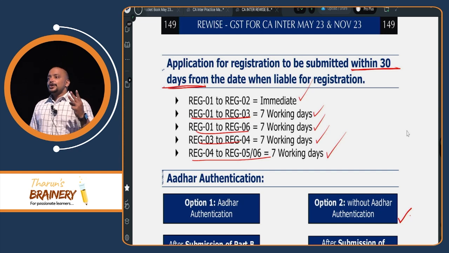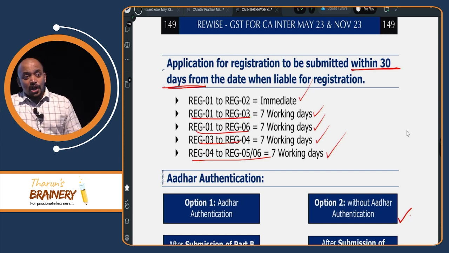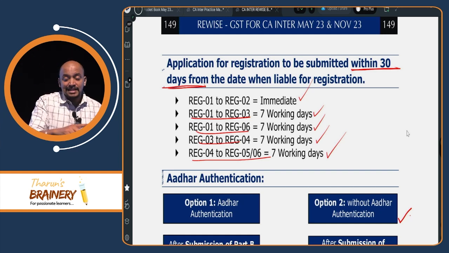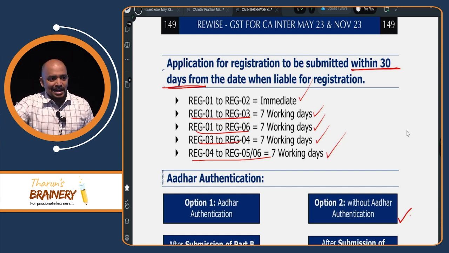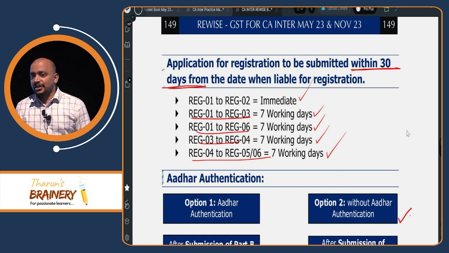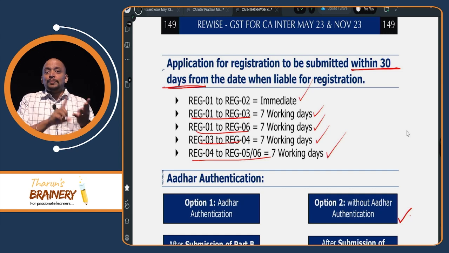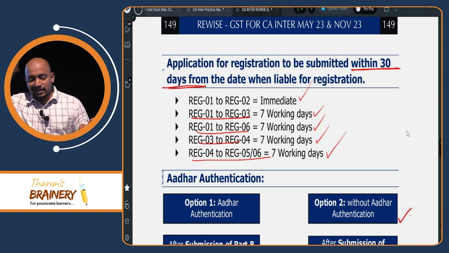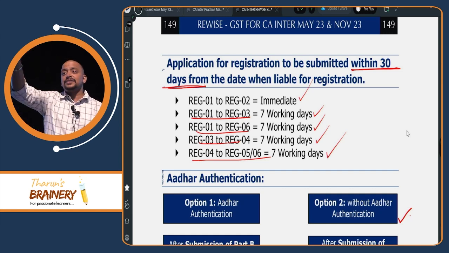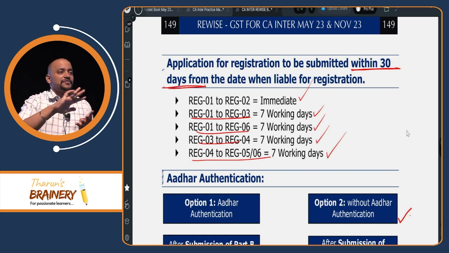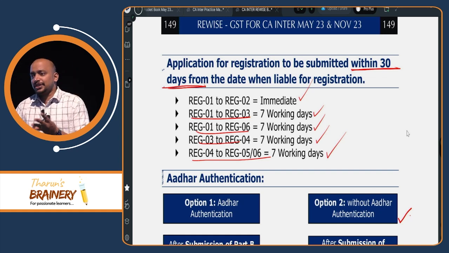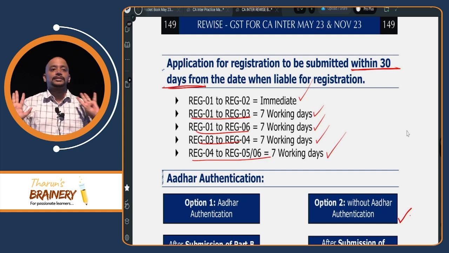Now third, you made application with authentication. Authentication not completed within 15 days. Thereafter within 30 days, they have not given registration. Then also deemed registration. Got it? Then 4, you made application without authentication. And after application within 30 days, they have not done physical verification and given registration. Then also deemed registration. Got it?